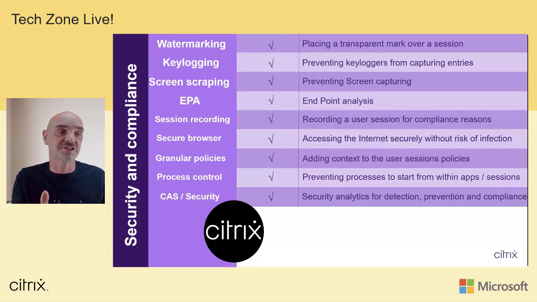With AppLocker, you have session-based. So you can block PowerShell, but then it is blocked in the whole session. And with process control and WAM, you block it per application, which is a real powerful tool. And again, of course, we have more, like watermarking and endpoint analysis, session recording, and so on, which are real powerful tools to protect your IP.